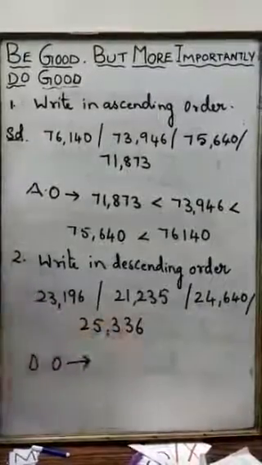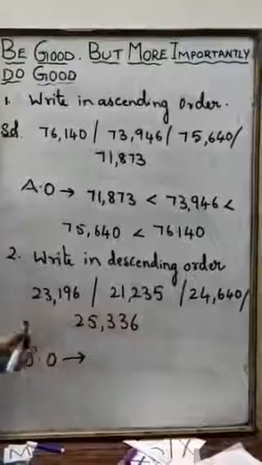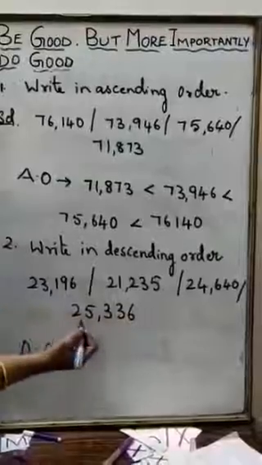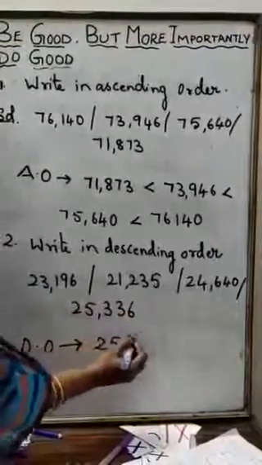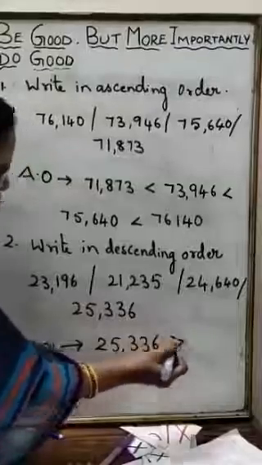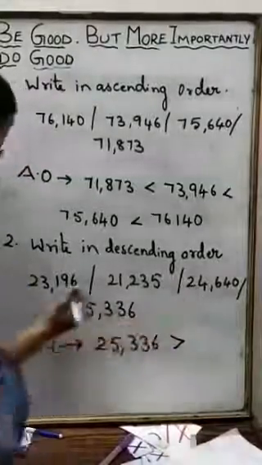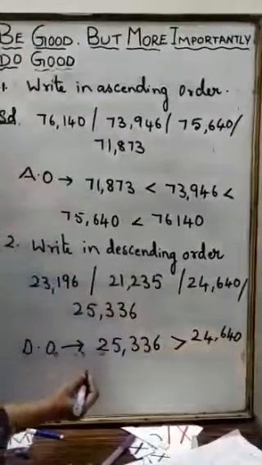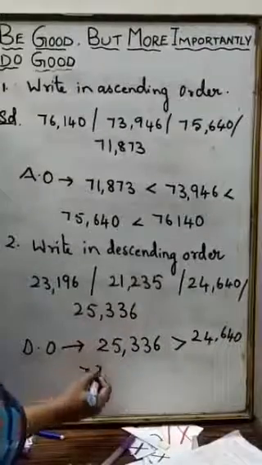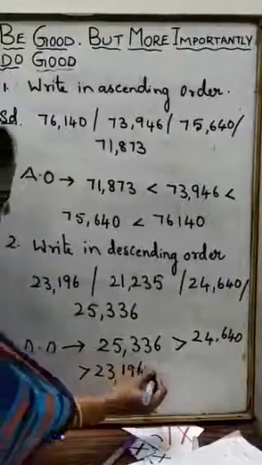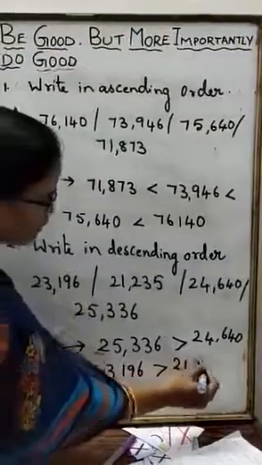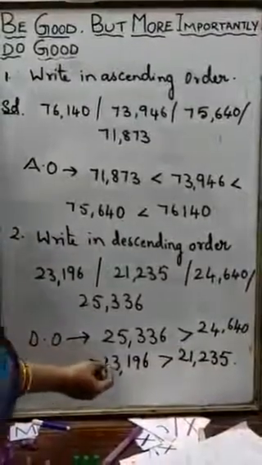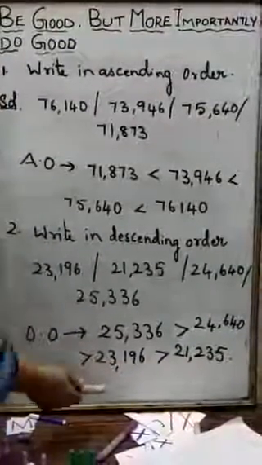Now from the four numbers, all the numbers have the same number of digits. So let us check again the second period: 23, 21, 24, 25. From among the four, 25 is the largest. So take 25,336, which is the greatest, so write the greater than symbol. And the next highest is 24,640. And the next highest is 23,196. And the next highest is 21,235. So this is called descending order, arranging from the largest to the smallest.